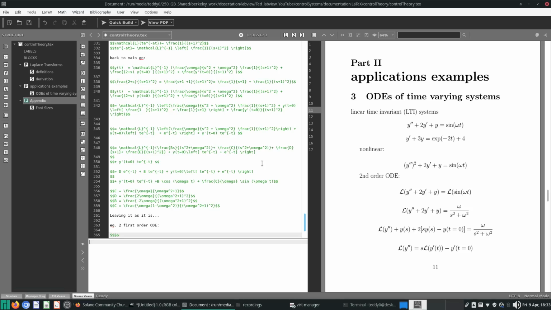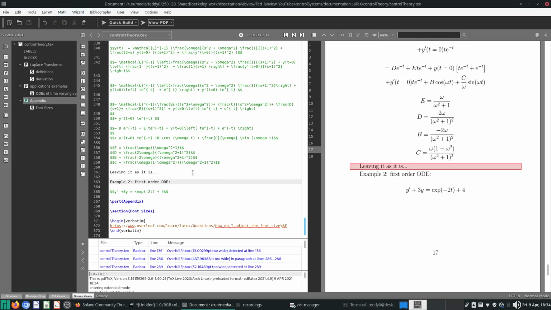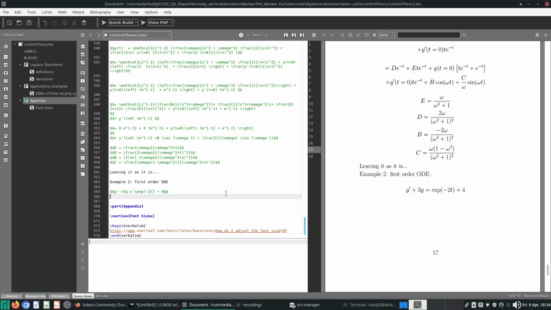What's this ODE? y prime plus 3y equals exponential minus 2t plus 4. So we'll do a first order ODE, example 2. We have a first order ODE. Alright, so again, this one should be quite quick.